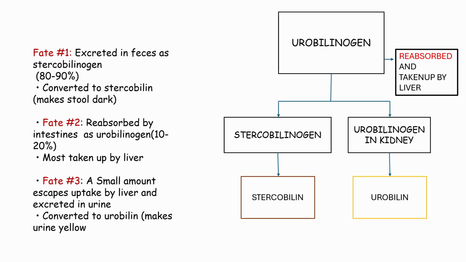Both urobilinogen and stercobilinogen are colorless substances. When they are exposed to atmospheric air, they are oxidized and produce stercobilin and urobilin, and these are responsible for the stool color and urine color.